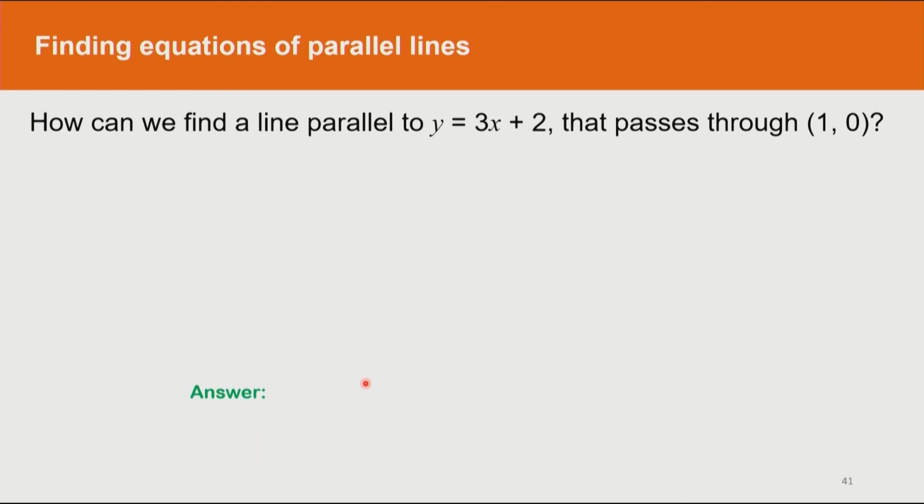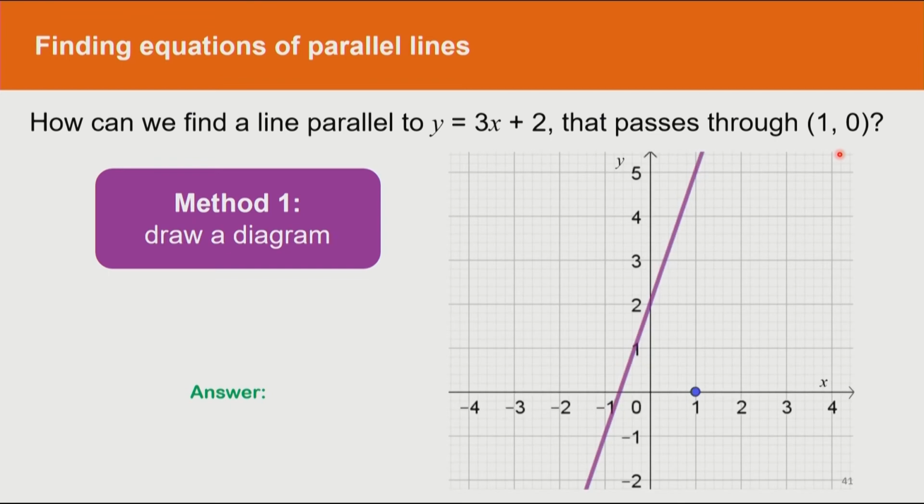So finding equations of parallel lines still, how can we find the equation of a line parallel to this one and passes through the 1, 0 coordinate? So here now you have to be a bit more careful. Method 1, that's the given line, and it passes through 1, 0. So 1, 0 is this point. So you are required to draw a line parallel to this given line, but passes through that point. And just remember, for parallel lines, the distance between them is always equal. So that is very important to remember.